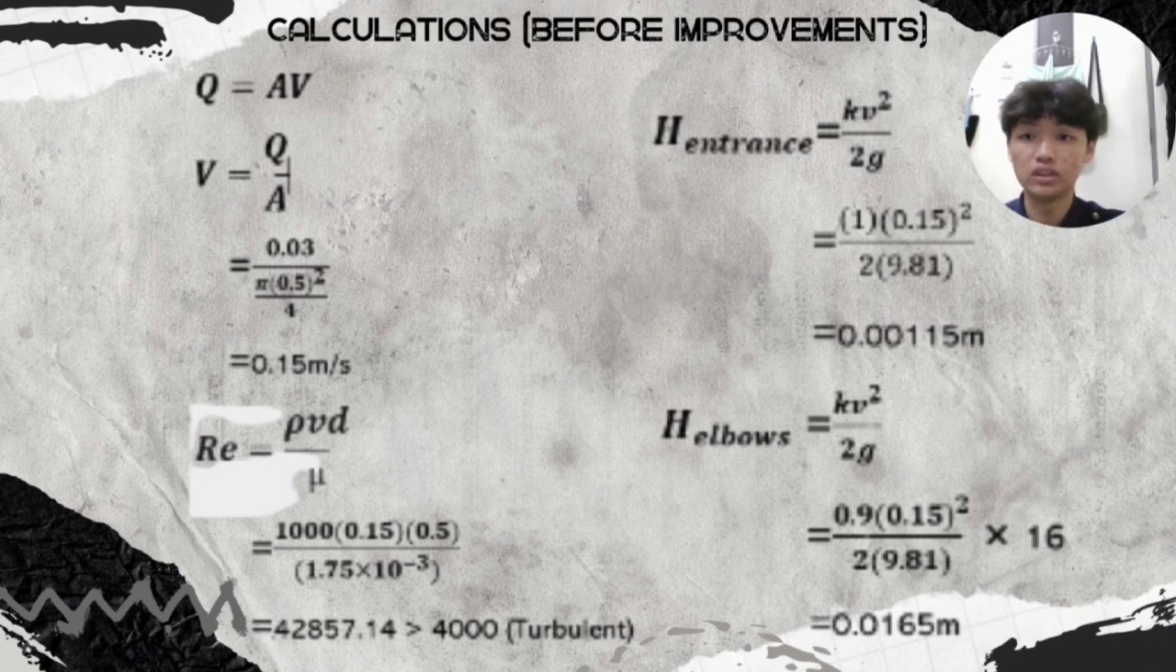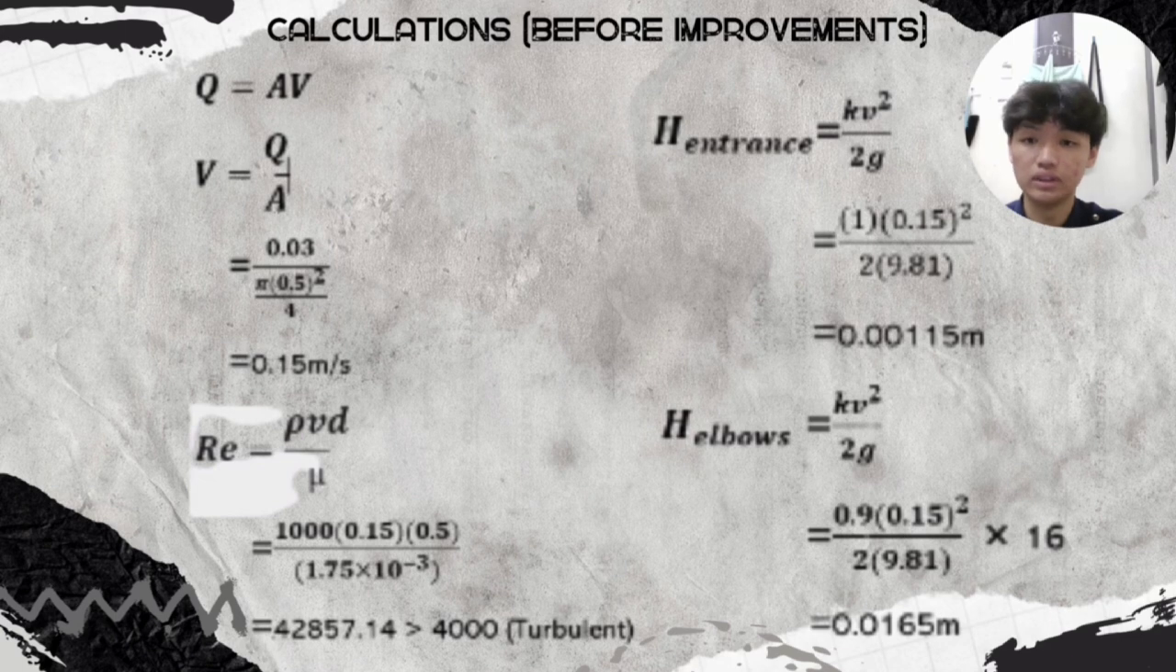First, we find the velocity. Velocity equal to Q, which is flow rate, over A, area, pi d squared over 4. So the calculation is 0.03 divide pi times 0.5 squared over 4. So we get the velocity is 0.15 meter per second.